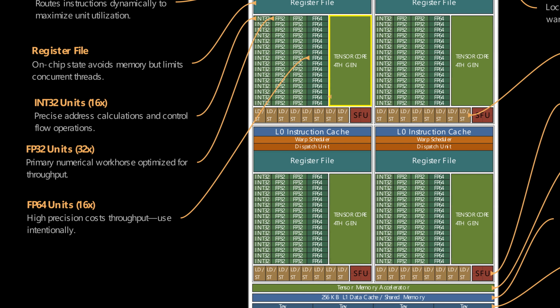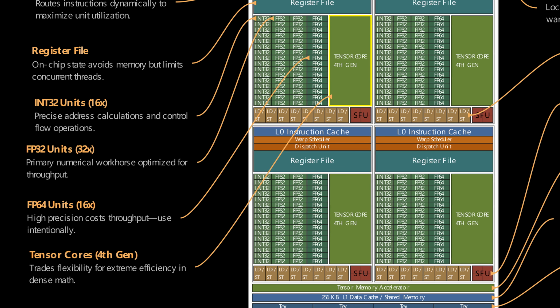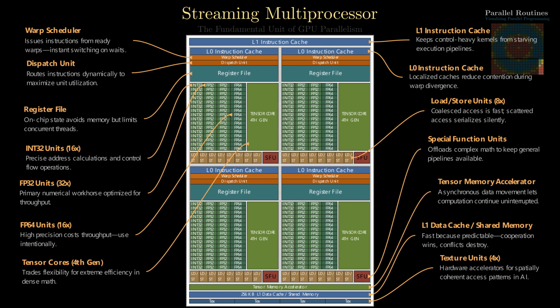These units trade flexibility for extreme efficiency, accelerating dense math by orders of magnitude. Write code that feeds the machine continuously, avoids unnecessary synchronization, and respects the hardware. When you do, the GPU will reward you with massive, predictable performance.